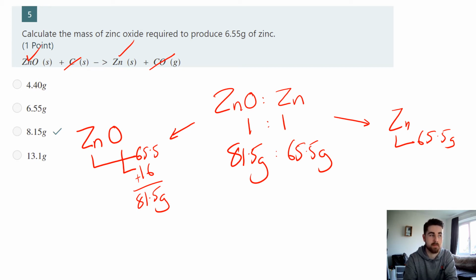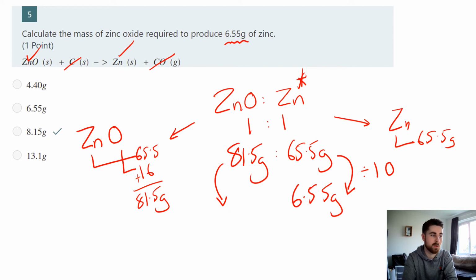Let's think about our next step. Our next step is that we need to get to 6.55 grams of zinc. So we're going to take down the right hand side now. We're going to try and get this side here down to the mass that we're given in the question. So how do we get from 65.5 down to 6.55 grams? Sorry, that's a puppy playing with a dog toy. So how do we get from 65.5 down to 6.55 grams? What we have to do is divide by 10. So if we divide by 10 on one side, then we also divide by 10 on the other side, which gives us 8.15 grams. And that there is our final answer.